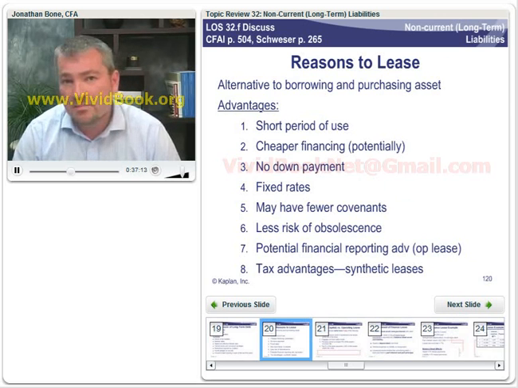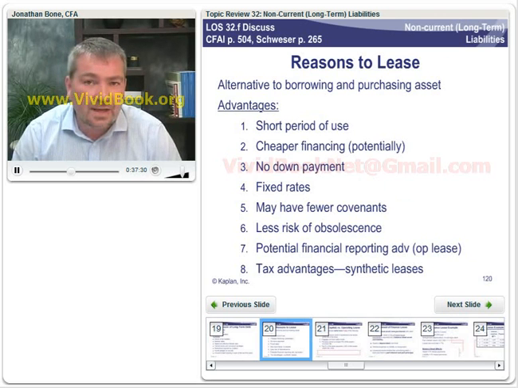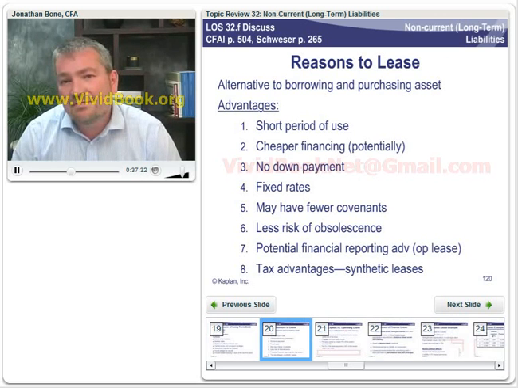So why might we lease rather than borrowing cash and buying the asset? Number one, short period of use. We might want to use the asset for substantially less than its useful economic life. Number two, cheaper financing. You might be able to attract a lower interest rate within a lease than you can borrowing externally and purchasing assets. Number three, no down payment. We don't have to pay for the entire asset value up front. Instead, we're just going to have to make rental payments under the terms of the lease.